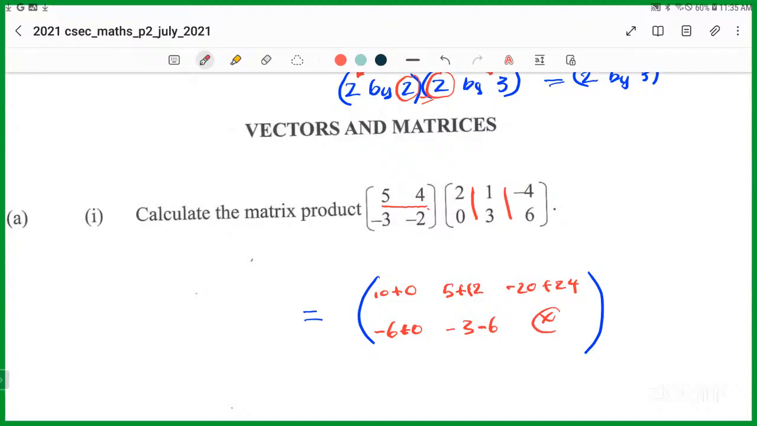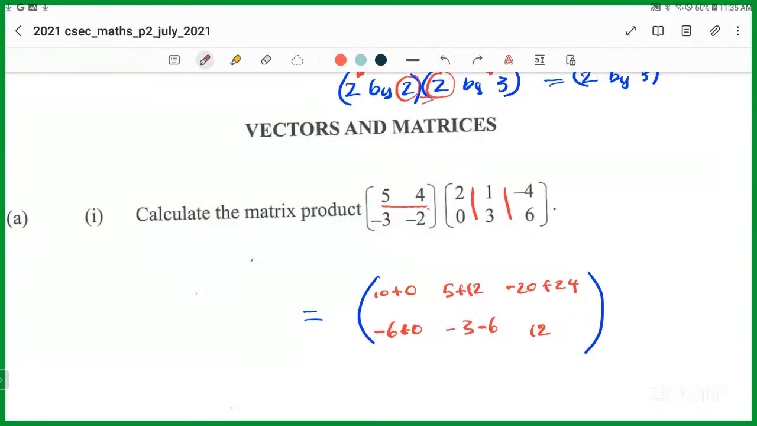The last value out here is positioned in the second row, third column. So to get it, multiply this second row by this third column. So that becomes negative 3 times negative 4 is positive 12. Negative 2 times 6 is negative 12.